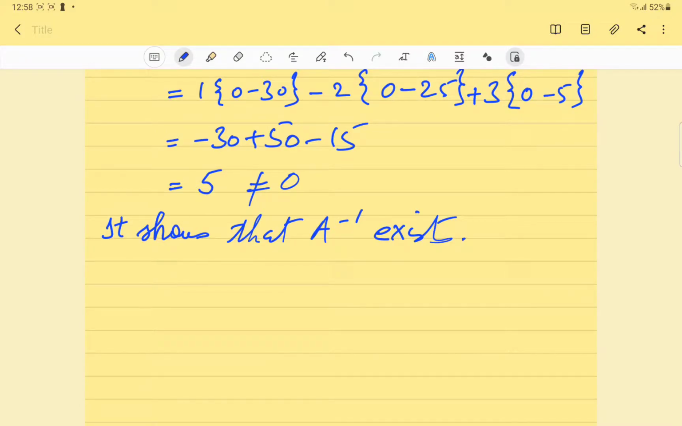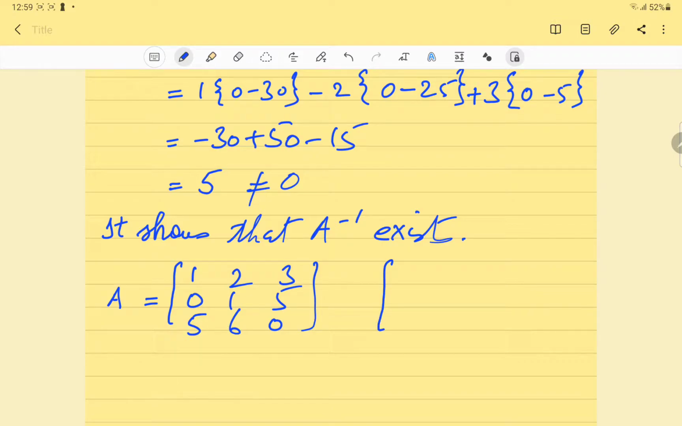We first find the matrix of cofactors of each of the elements, then take the transpose of that matrix. Let us write down one more time our matrix so that it should be easy to understand. It is 1 2 3 0 1 5 5 6 0. Let us denote the positions of its entries as A11. First one represents row, second one represents column. First row, second column, first row, third column.